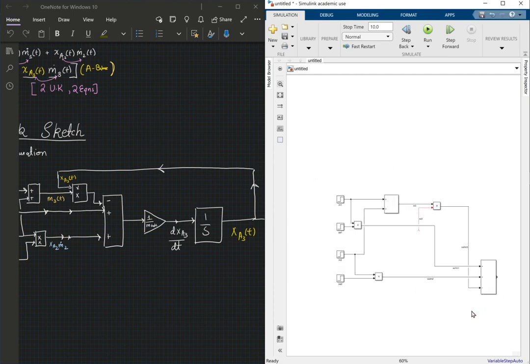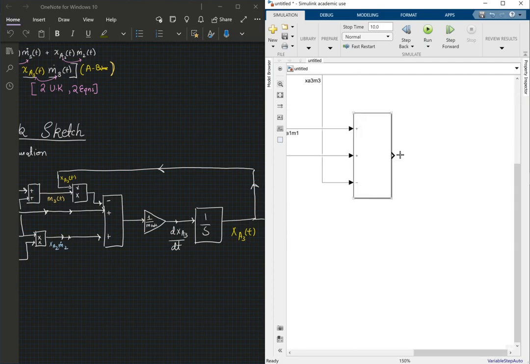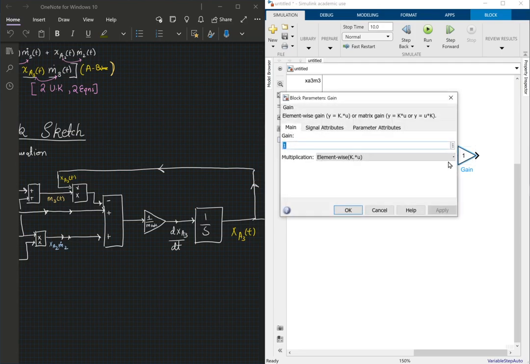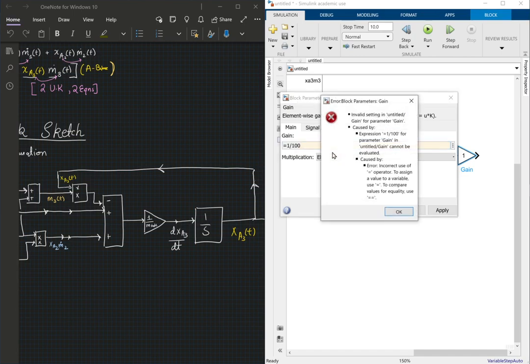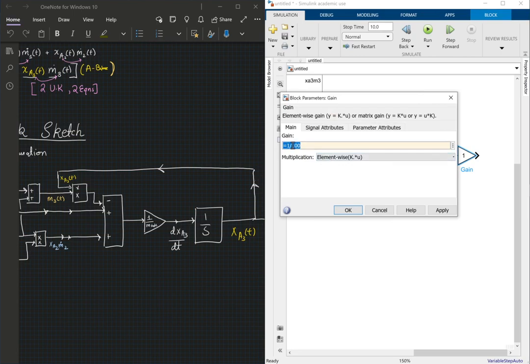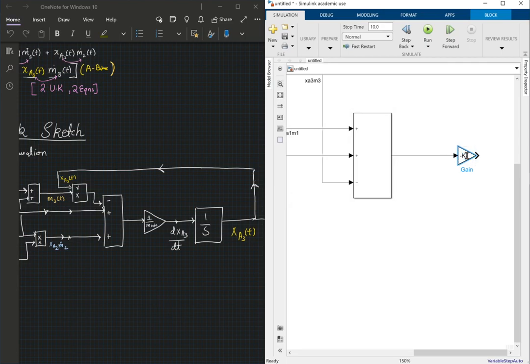Okay, moving on. And now the output coming from this has to be divided. As you can see, there's a gain term here, gain. And the value of the gain is gonna be 1 divided by the mass inside the tank. So that's just gonna be equal to 1 divided by 100, I believe. That's how I'm gonna give it. Whoops, it doesn't want the equal sign, it just wants the numerical value. We can do that.